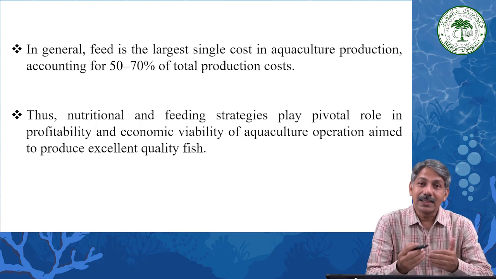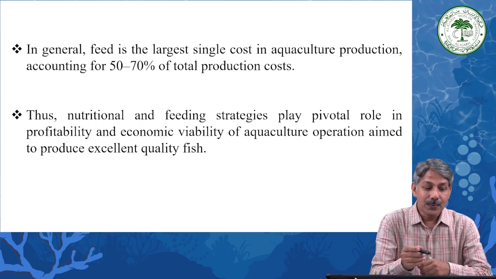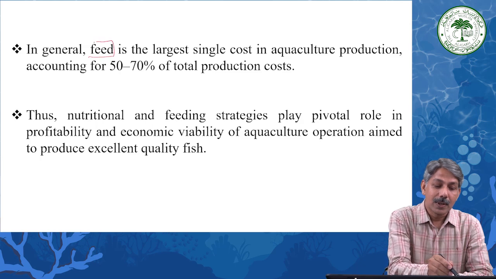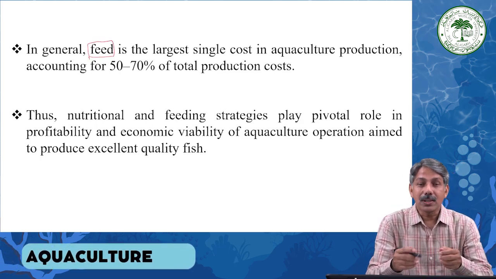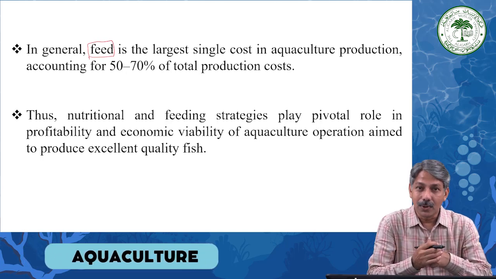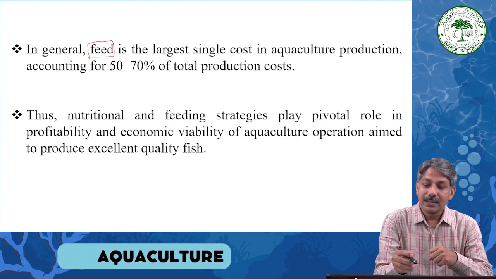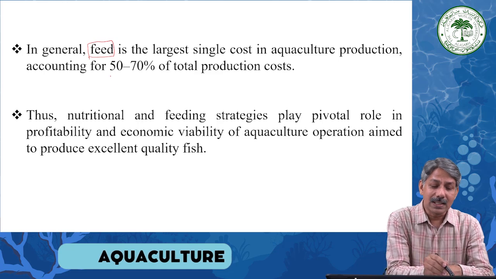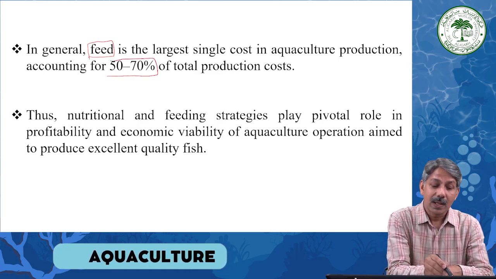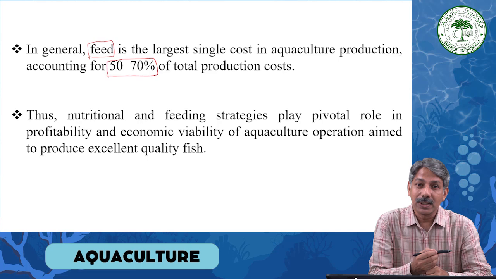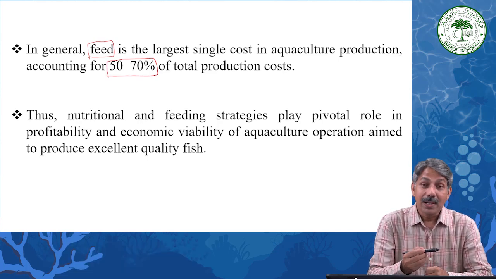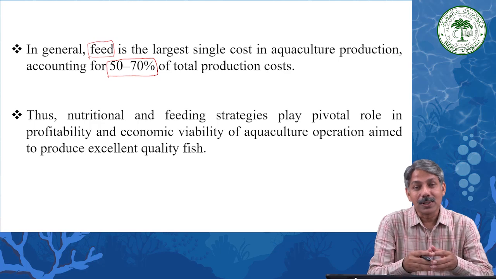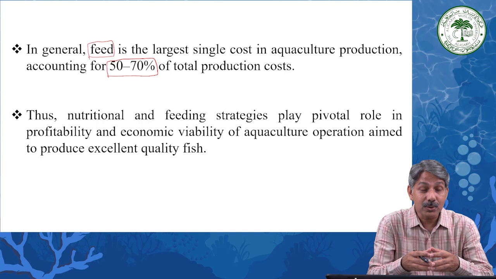But among all these aspects, feed is the most concerning. Why? Because if you calculate the cost you are putting in for aquaculture, then feed accounts for the largest input cost. About 50 to 70% you will find in many aquaculture practices. Sometimes in some references you will see even 80% of the total input cost. Why is this so much?